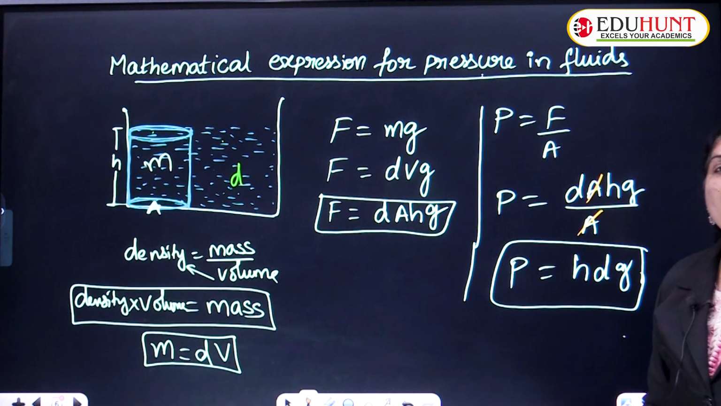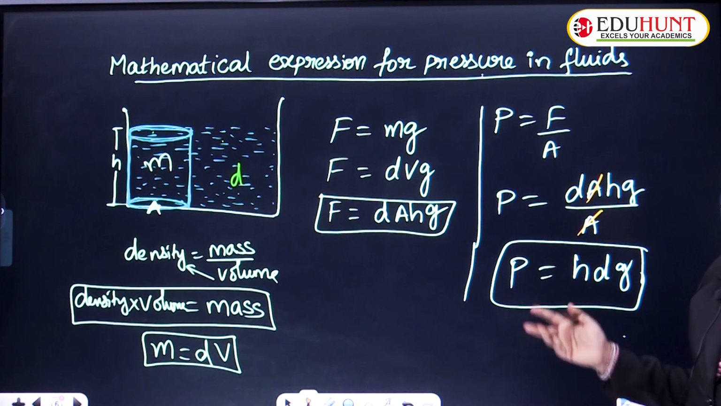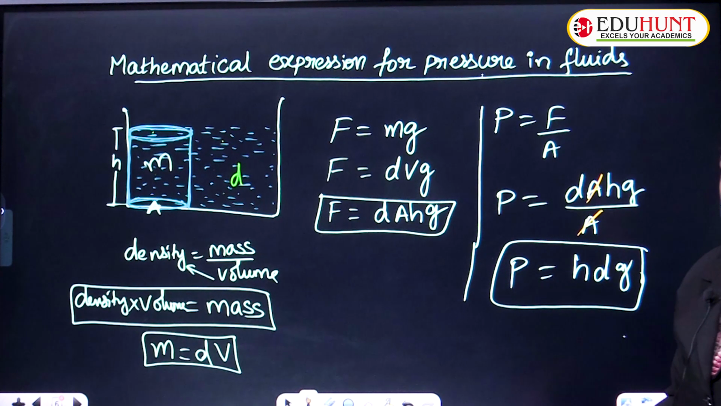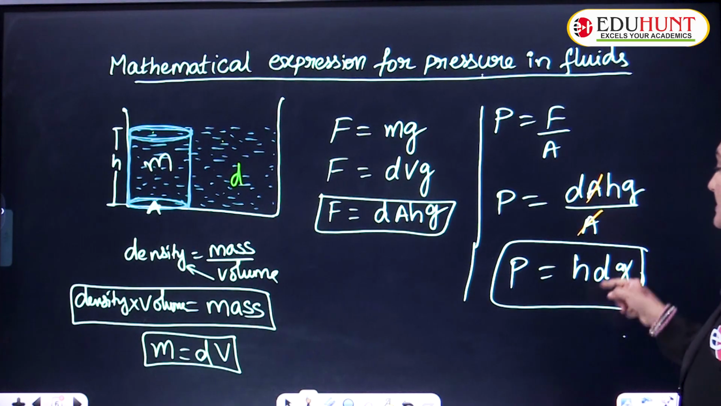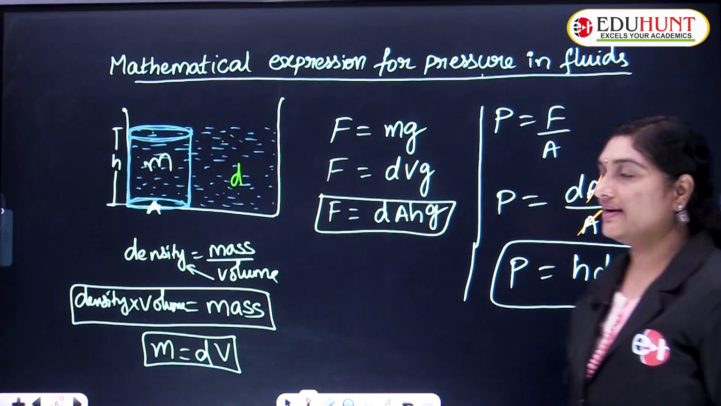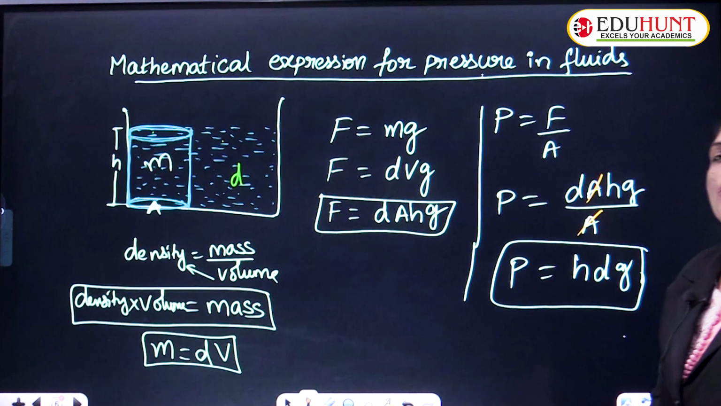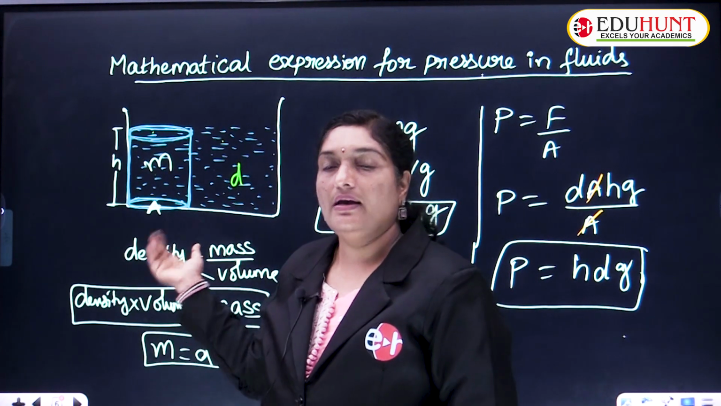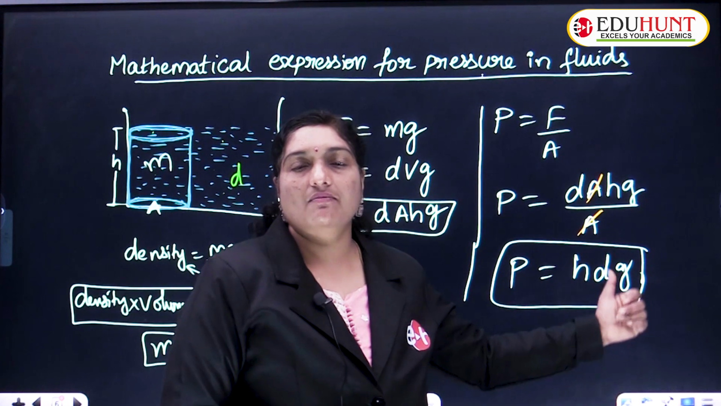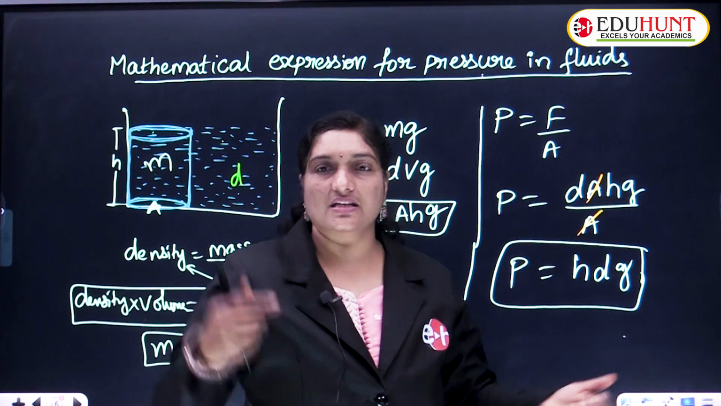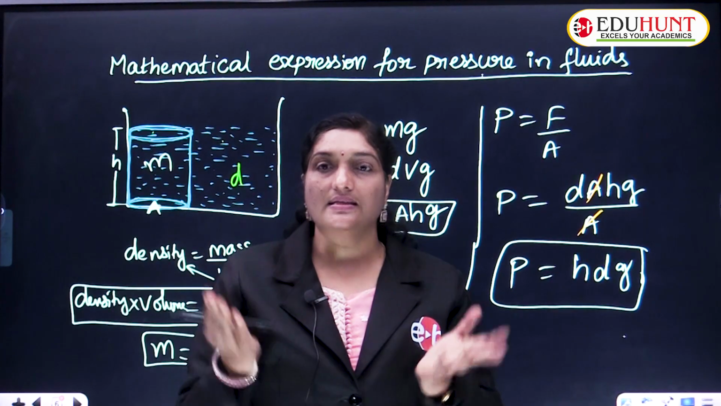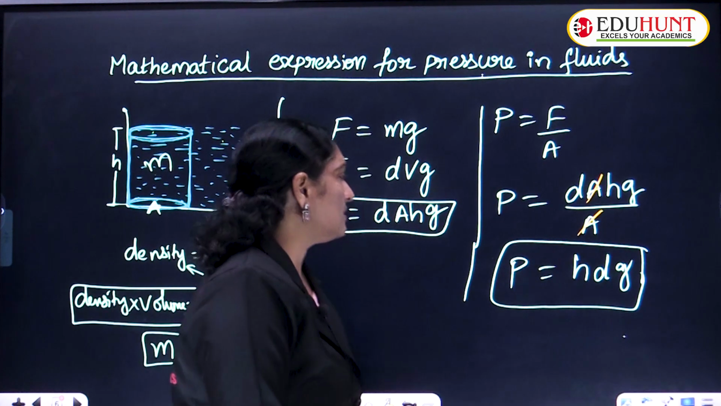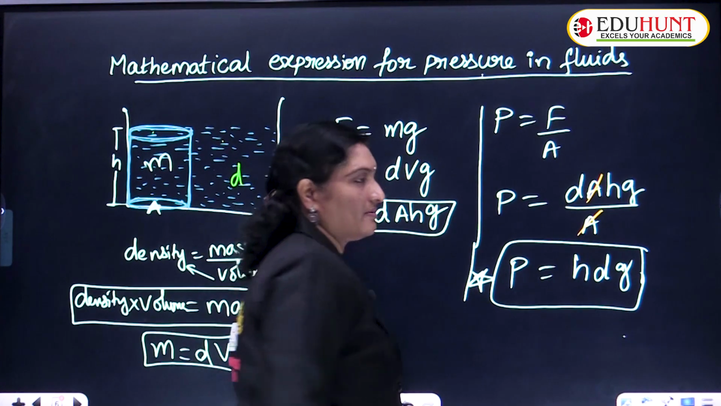So what is P here, children? P indicates the liquid pressure on the bottom. H indicates the depth, D indicates the density of the liquid, and G indicates the acceleration due to gravity. Hence, the mathematical form of pressure in a fluid is given by pressure P is equal to HdG, where H is the depth of the liquid, D is the density of the liquid and G is the acceleration due to gravity. This is the most important formula you need to remember, children.